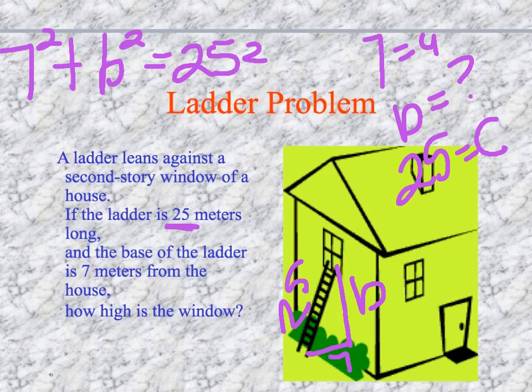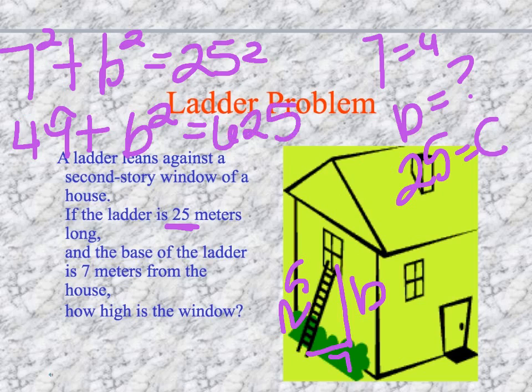Alright, so 7 squared is 49. B squared equals 25 squared is just 625. So now we've got to solve for B, so we're going to do DCI. Distribute. Is there anything to distribute? No. Is there anything to combine? No. So now we're doing inverse. The opposite of positive 49 is negative 49. So we've got to do that to both sides.